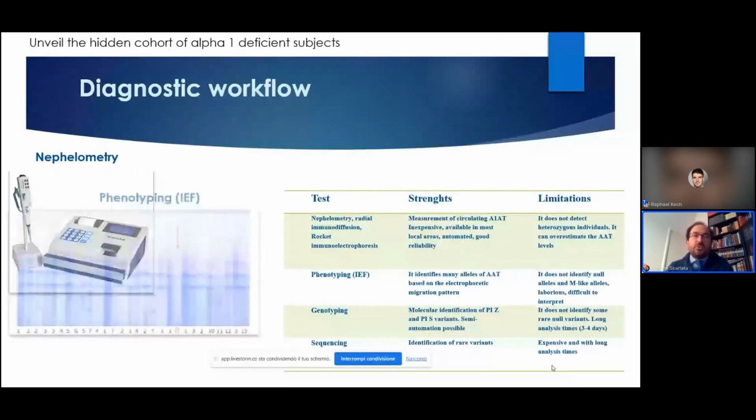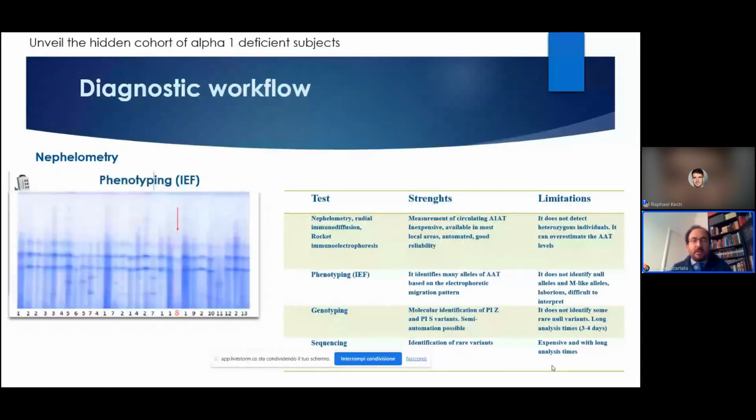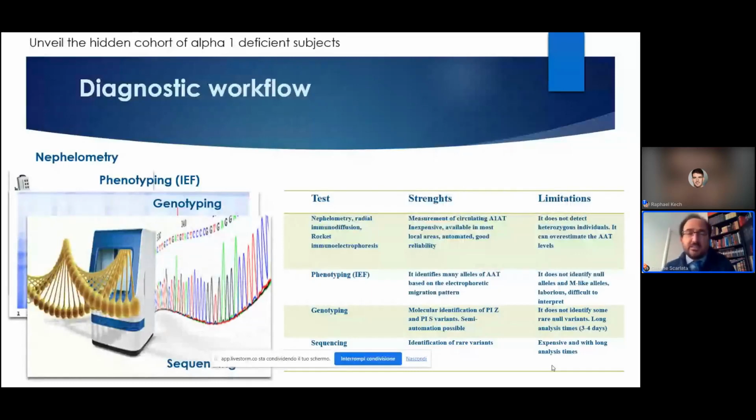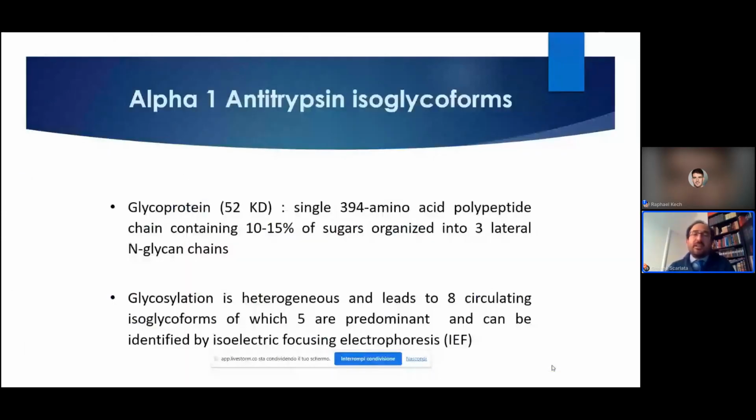So very often we should use a more performing instrument, that is immunophenotyping, and use genotyping and sequencing for a more detailed approach. However, what I would like to stress now is the importance of isoelectric focusing electrophoresis for diagnosis of alpha-1 antitrypsin. And let me just give you a brief background on the principle that we need to understand this approach.